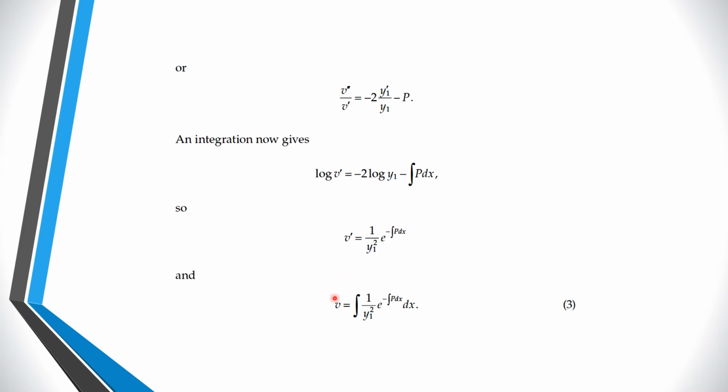Now one more time you integrate, you will have the value of v. So this is the value of v, and we have to remember this. Since we know the value of p(x) and we know y1, we can substitute over here and find the value of v. After getting the value of v, we put this value in y2 is equal to v times y1. y1 is known to us, v is this, so we can substitute and get the value of y2. After getting y1 and y2, the general solution will be c1 y1 plus c2 y2.